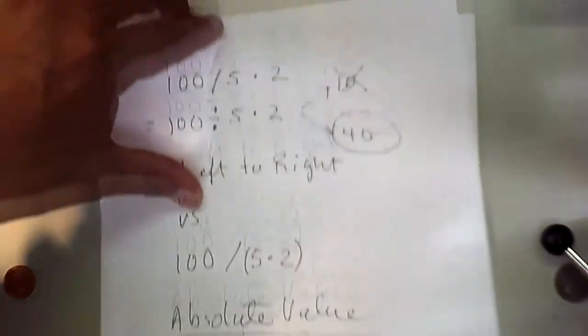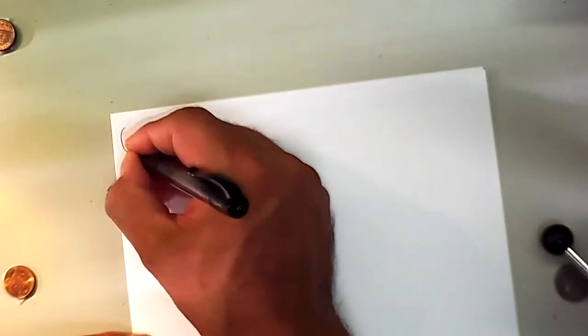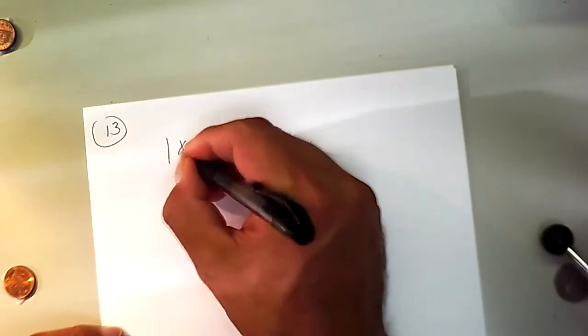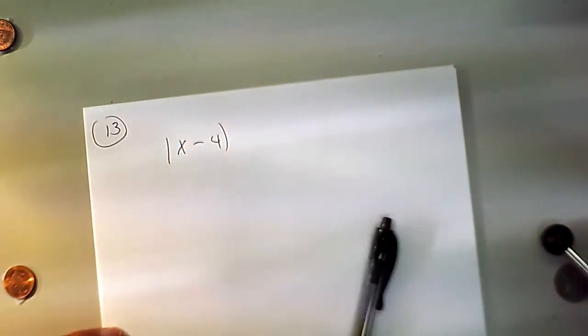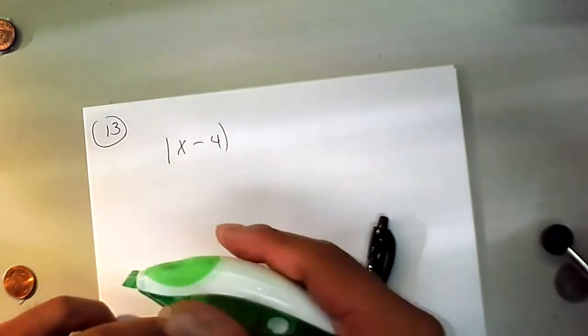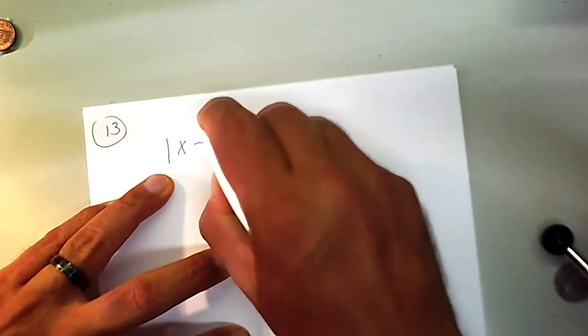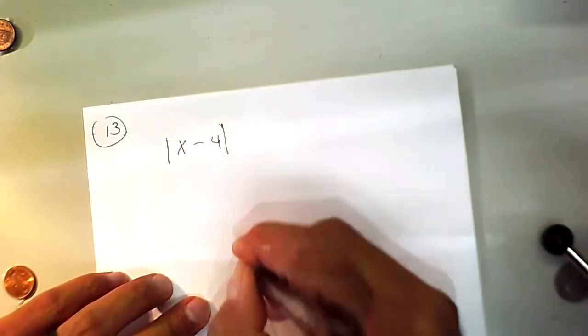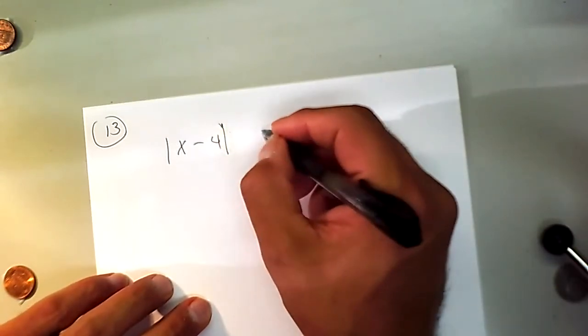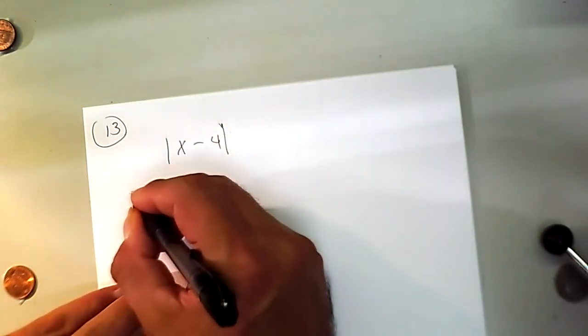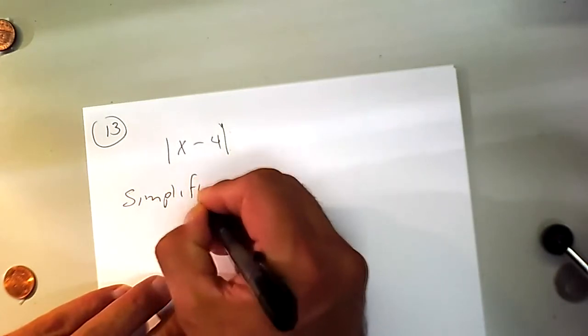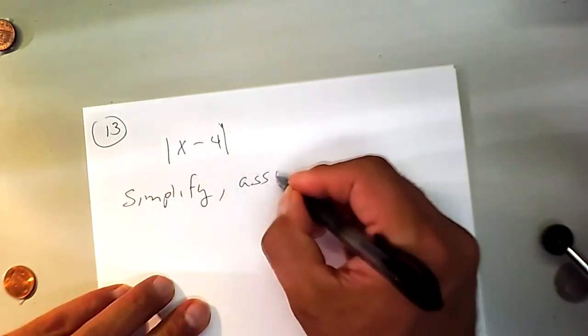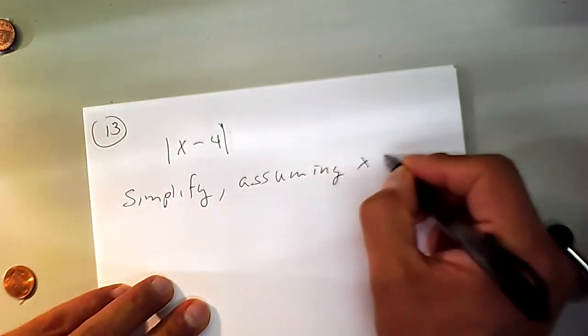Now, having said that, can we simplify this? Okay, absolute value of x minus 4. Whoops, I didn't mean to put a parenthesis. Let's close the absolute value symbol. There we go. Simplify this, comma, assuming x is greater than 10.